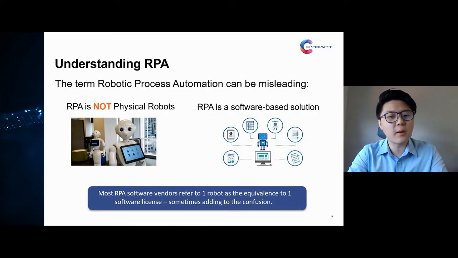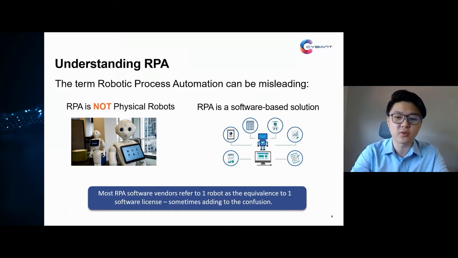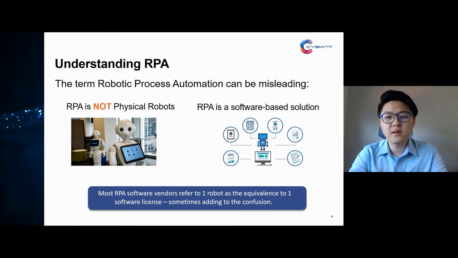In order to understand RPA, it is important to place it into the right context. The term robotic process automation doesn't mean a physical robot, but is actually a software-based solution whereby the software licenses function as robots. In RPA language, software licenses are frequently referred to as bots.